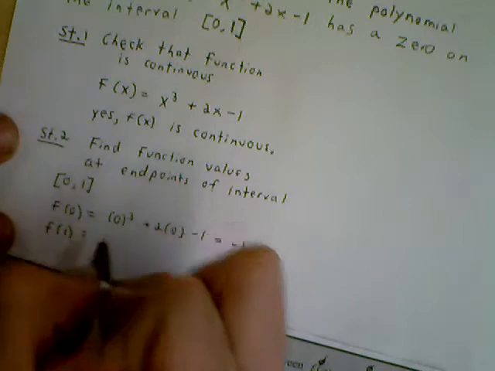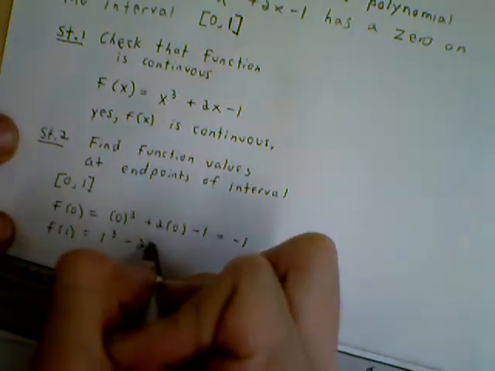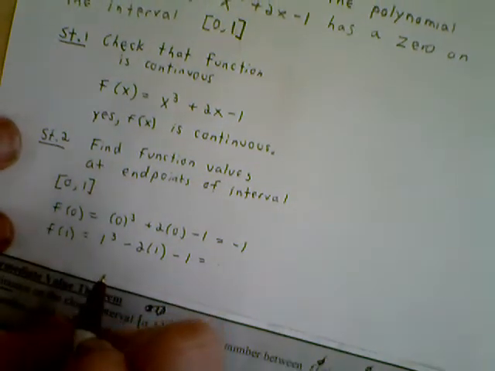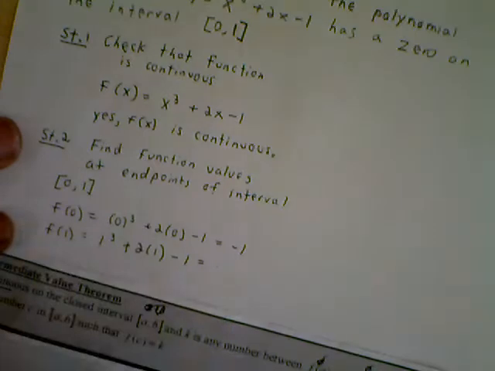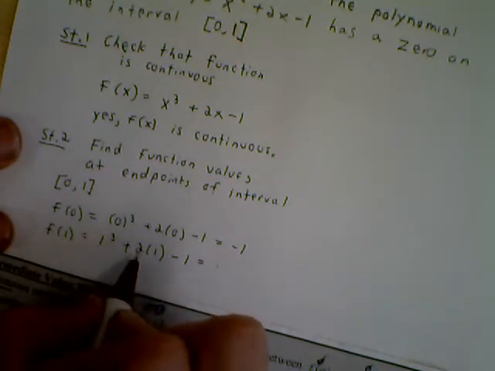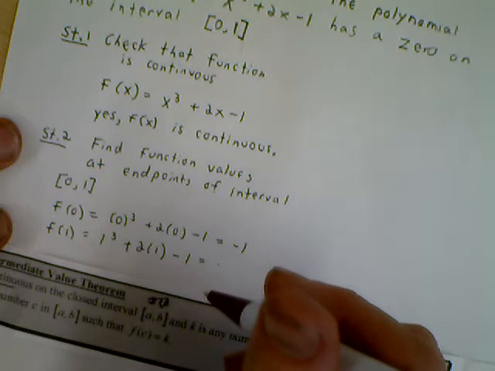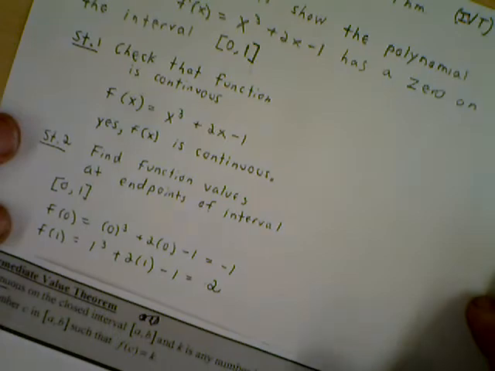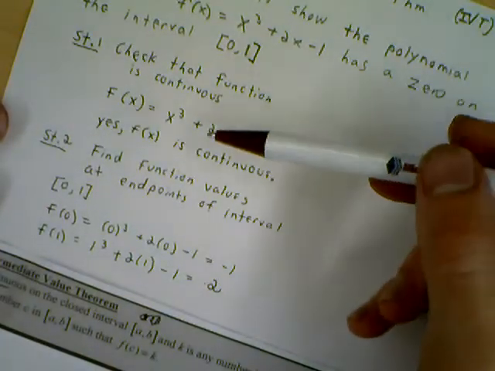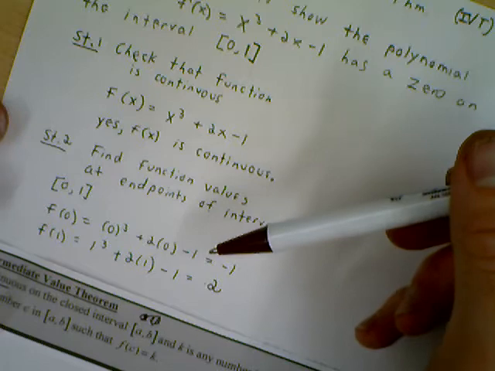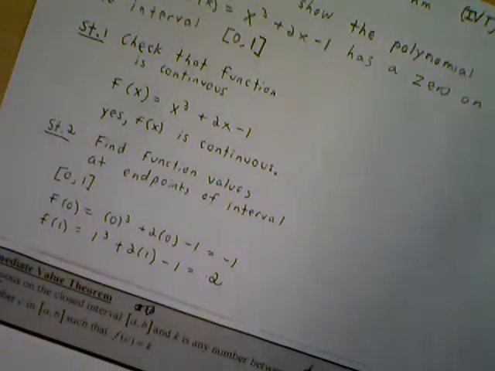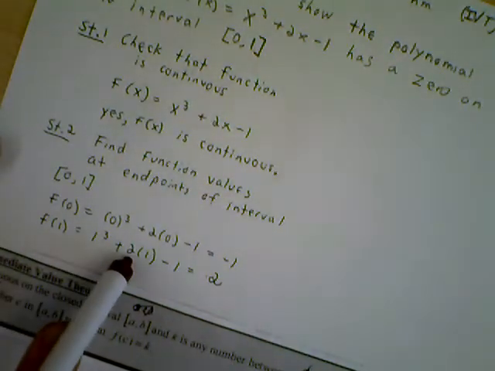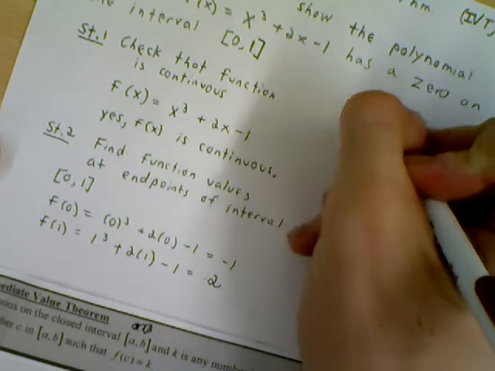Next I'm going to find f of 1. That's 1 cubed plus 2 times 1 minus 1. I messed up, that should be plus 2 times 1. So 1 plus 2 minus 1, and we get 2. Now, we check that our function is continuous, and we check the endpoints of the interval. So this is a different theorem than when we're checking for continuity. Now I'm just going to graph to get a visual for step 3.